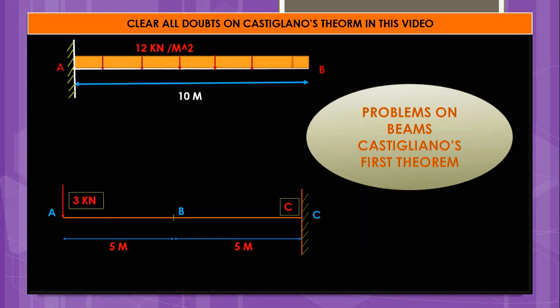Today we are going to see how to calculate the displacement and slope at a particular point by using Castigliano's first theorem. We are going to solve two problems on the basis of Castigliano's first theorem, and you can clear all your doubts in these problems. So let's get started. In the first problem we will calculate the displacement, and in the second problem we will calculate the slope.